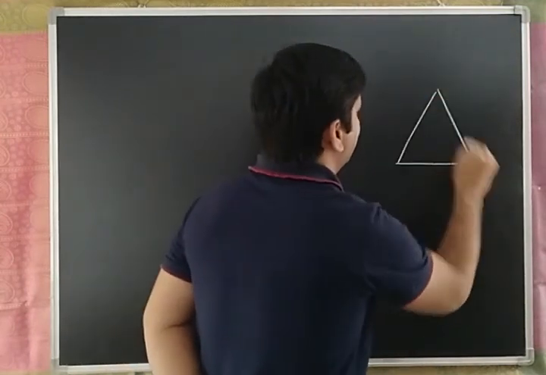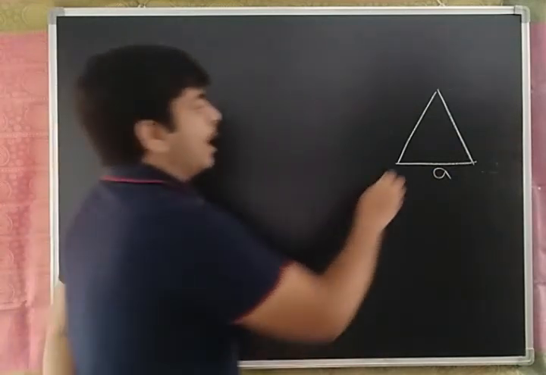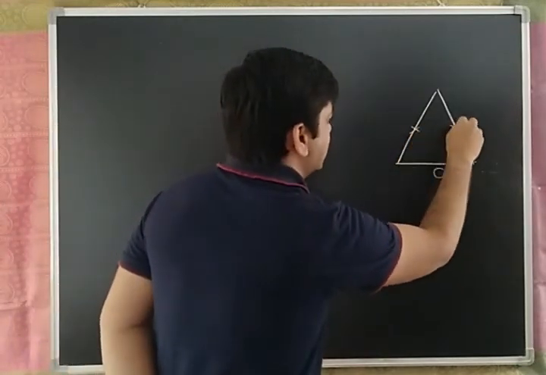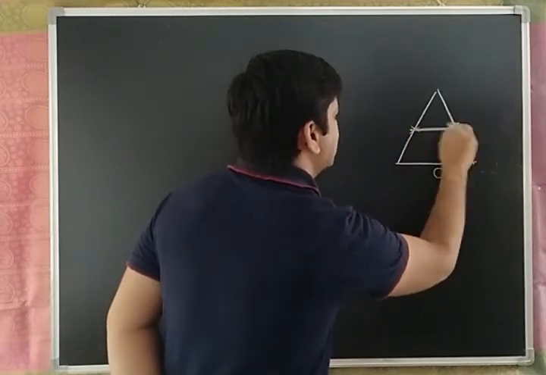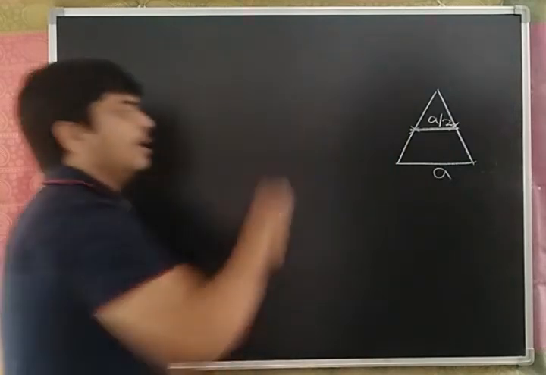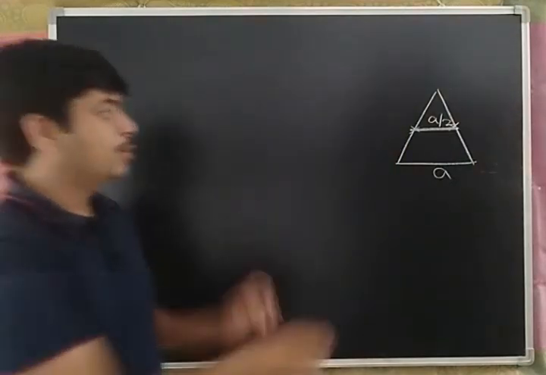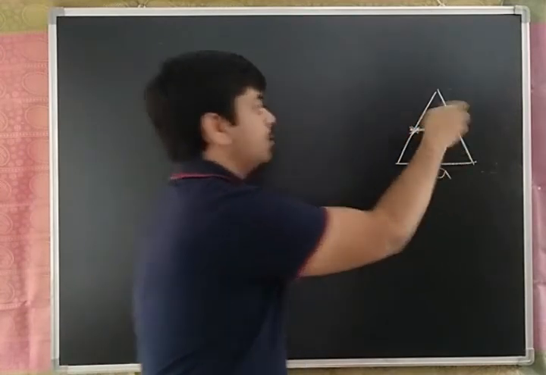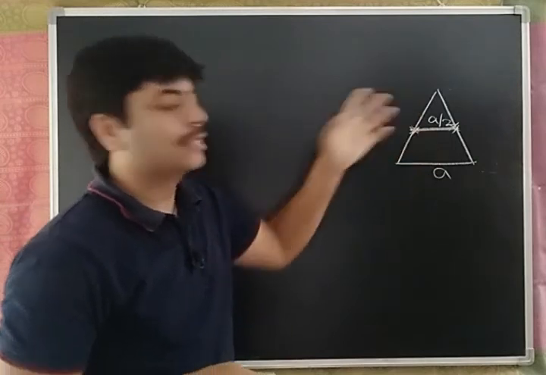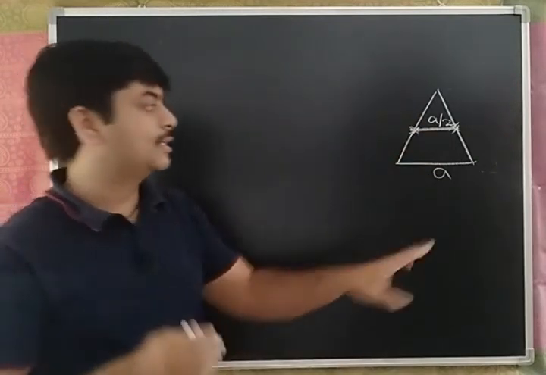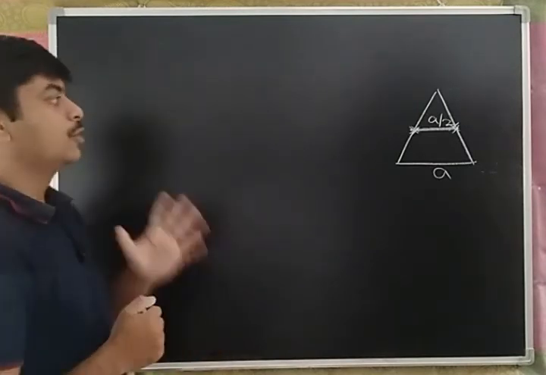If in an equilateral triangle the side length is A, and you join a line passing through two midpoints, this side length will be A by 2, exactly half of that. The line joining the midpoints of the other two sides will be parallel to this one, as well as exactly half in length of the side. Okay, so what is the question now?